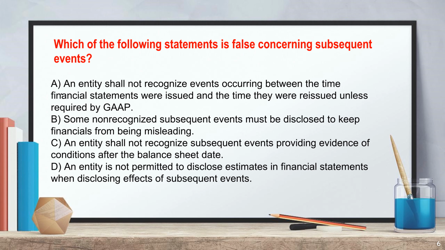Next, let's test your knowledge on non-recognized events. Which of the following statements is false concerning subsequent events? The answer is D. Why? Entities can, and should, disclose estimates related to conditions at the balance sheet date if they provide additional evidence about conditions that existed on the balance sheet date. Statements like D would make your financial statements misleading.